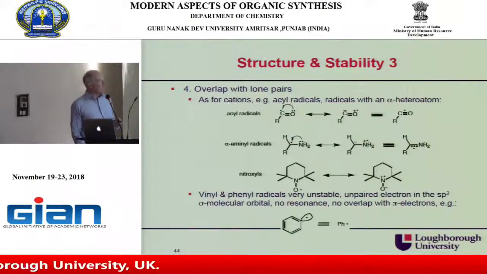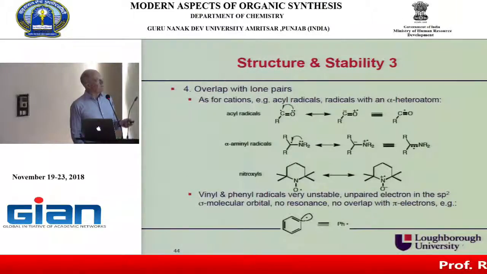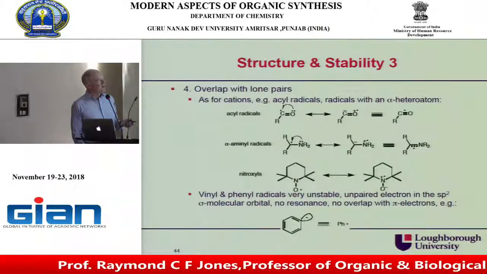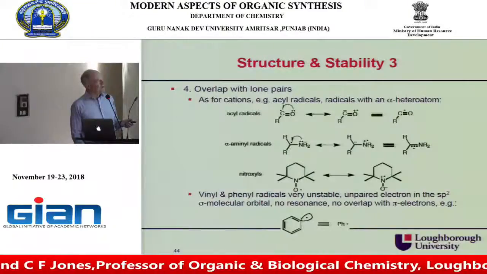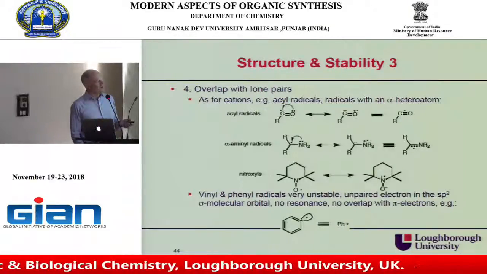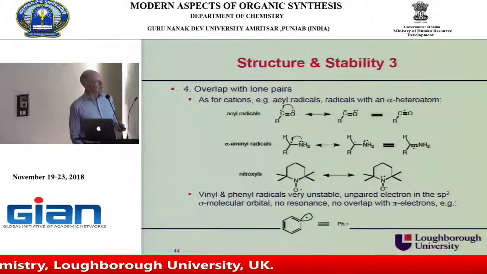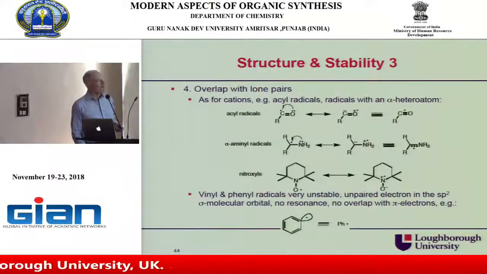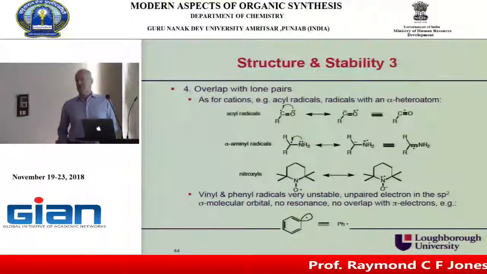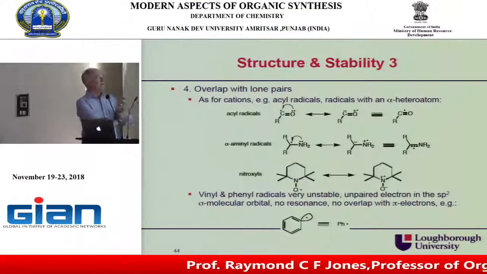Another kind of stabilization is overlap with lone pairs. So acyl radicals, different ways of writing this. Formally an acyl radical is a single electron on the acyl carbon, but you can imagine an electron transfer to give this kind of radical species, or this kind of species where that's actually a triple bond there with a radical, or a single electron density in one of the bonds. And this is like, if this was a carbocation, this would be like the acylium ions that you can write down for a Friedel-Crafts mechanism, for example. So that's how it relates there.